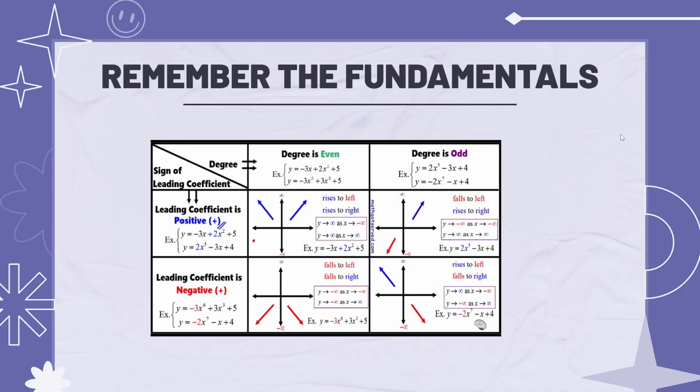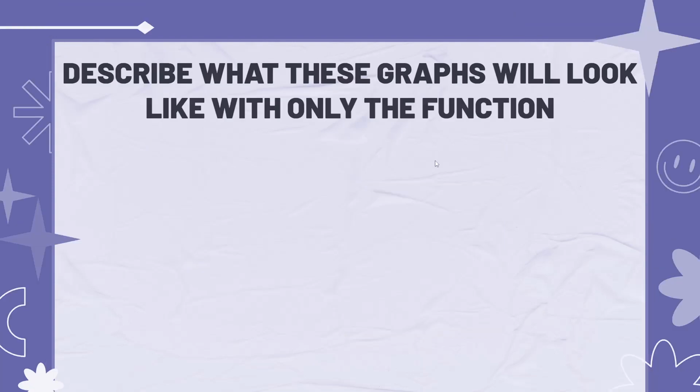Just remember your fundamentals. If the degree is even and the leading coefficient is positive, it will rise to the left and rise to the right. If the degree is even and the leading coefficient is negative, it will fall to the left and fall to the right. If your degree is odd and your leading coefficient is positive, it falls to the left while rising to the right. If your degree is odd while your leading coefficient is negative, it will rise to the left and fall to the right.